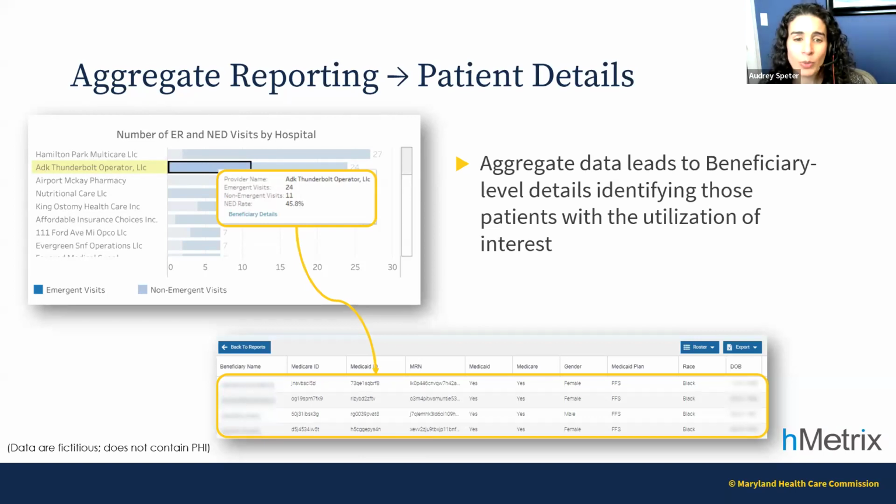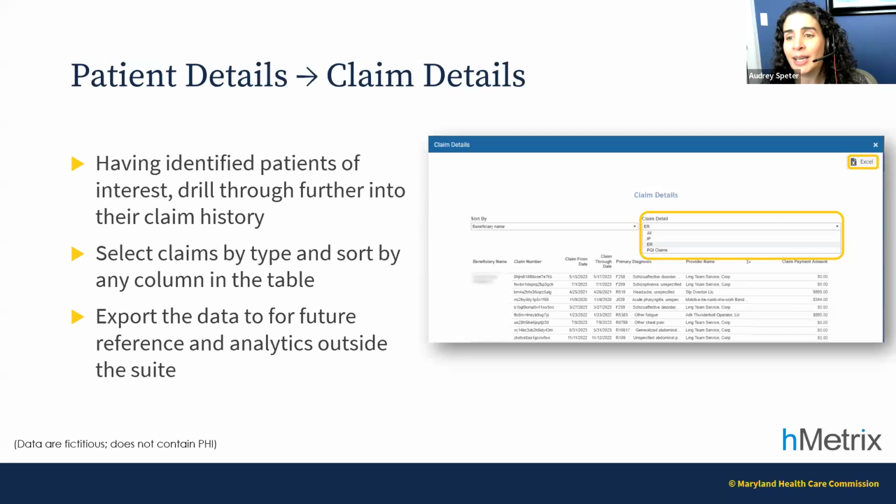We then take it one more step further on the next slide, that once you've identified an individual patient, you can then get into the claim details. So what happened in this patient's healthcare journey that led to this non-emergent ED visit? You can see all of the claims. Several of our reports have a 3-year history, so all of the claims over the last several years. You can sort by inpatient or ED or other services to be able to put together the story.